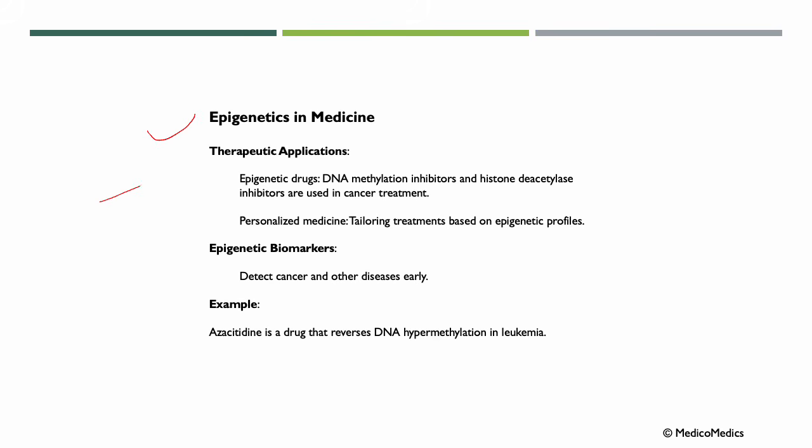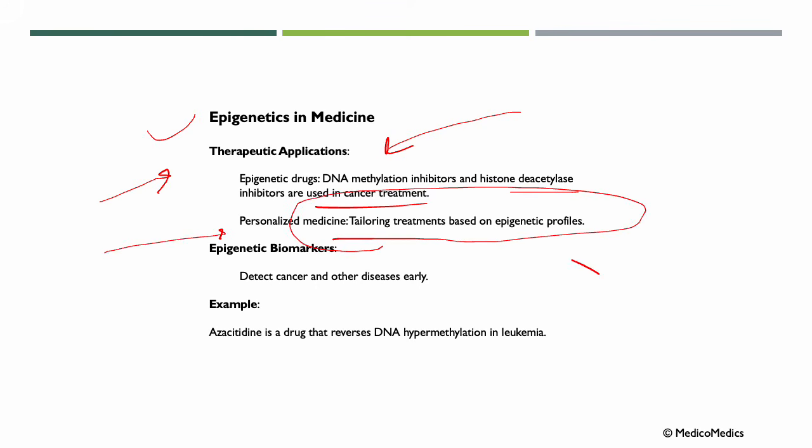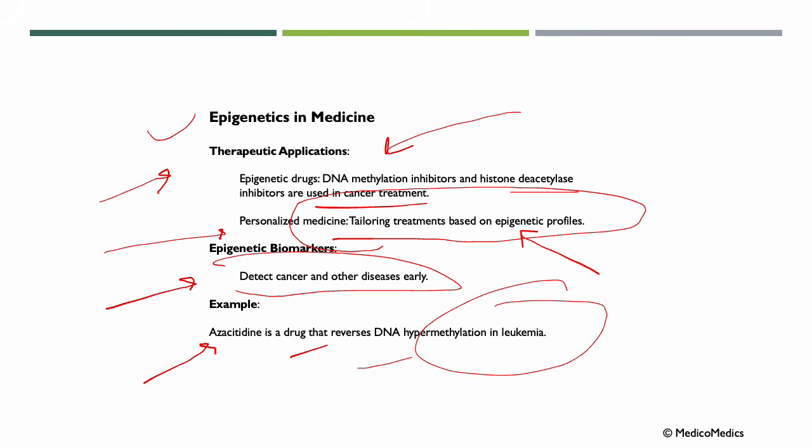What about in medicine? So, therapeutic applications, epigenetic drugs, so DNA methylation inhibitors, like we just mentioned, and histone deacetylase inhibitors are used in cancer treatment. Personalized medicine, so tailoring treatments based on epigenetic profiles. We have these biomarkers to detect cancer and other diseases early. Like we mentioned before, azacitidine, however you want to pronounce that, is a drug that reverses DNA hypermethylation, for example, in leukemia.